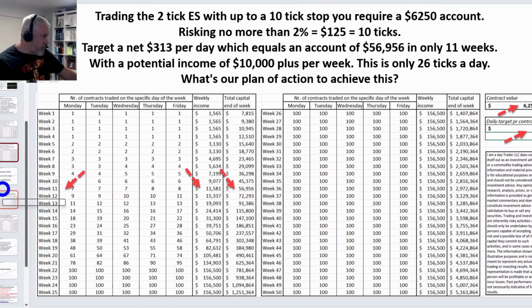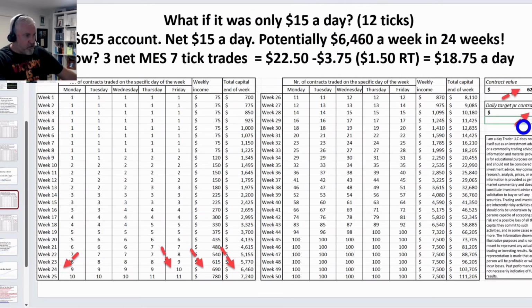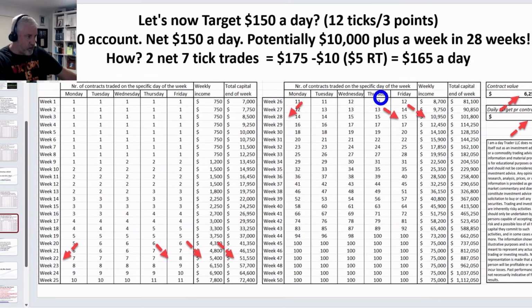Now I won't get into some of the other things, like what if you don't believe you can do this? Start off and target only $15 a day. I'm going to show you how to do that. From there, 15 a day, within 24 weeks you've now got the $6,000 to roll over. You might then say, you know what, I just want to fire off a couple of trades a day, just 2 trades a day, and look where you are then in 28 weeks. There's your 10 grand a week income, 100,000 under management. This is the true potential if you do it correctly.